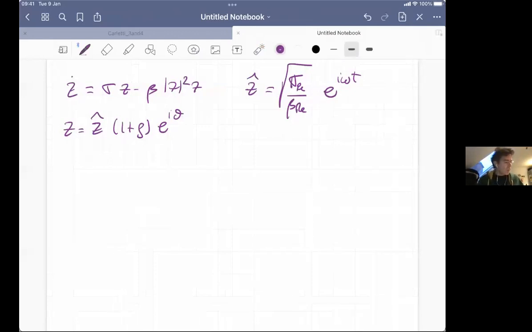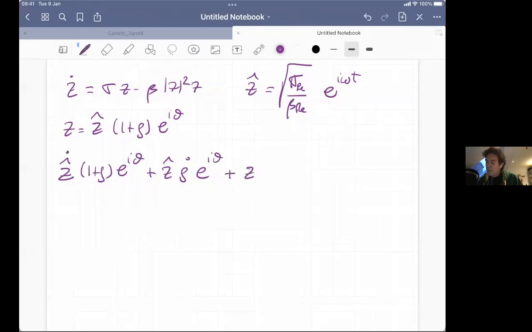I took also some notes because it's very easy to make some mistake in this computation. Okay, so I have first to take the derivative. The derivative of this function, Z hat times 1 plus rho times e^{i theta}, is the sum of the derivative of each term. So Z hat, the derivative of 1 plus rho is just rho dot, e^{i theta}, plus Z hat times 1 plus rho, times the derivative of the exponential, which is i e^{i theta} theta dot.